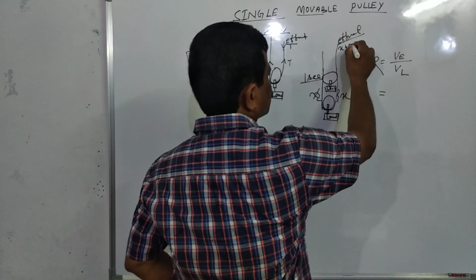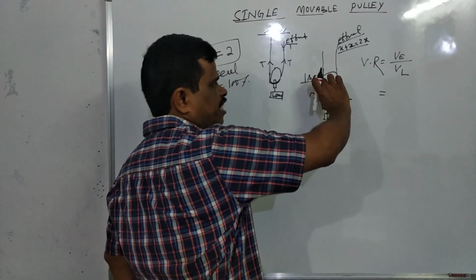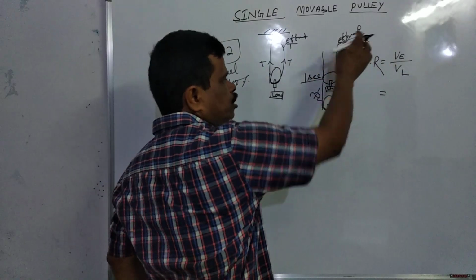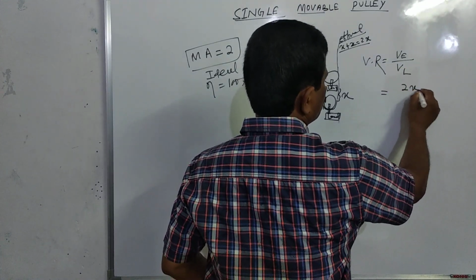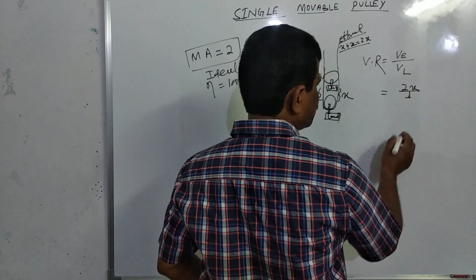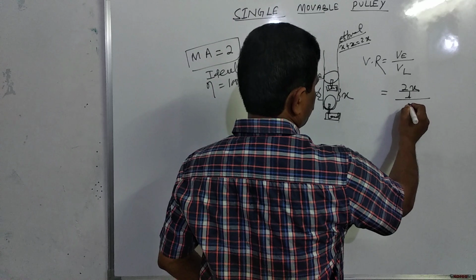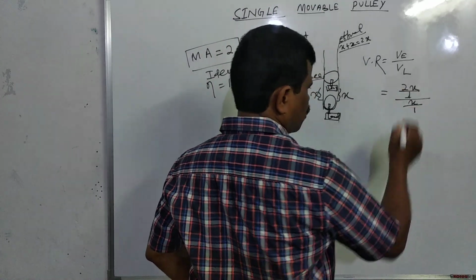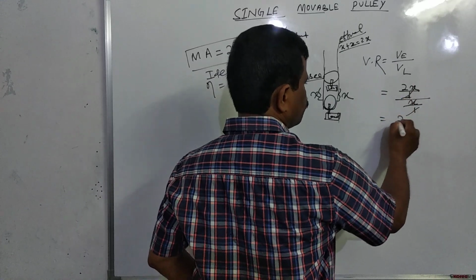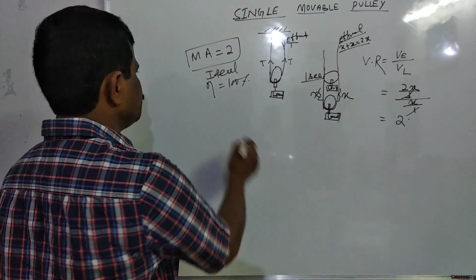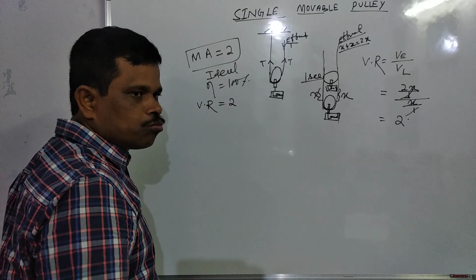So x plus x equals 2x. So the distance moved by the effort, from this side x and this side x, is 2x. So velocity ratio is the distance moved by the effort, 2x divided by 1 second, divided by the velocity of load, x by 1. So x cancels. So velocity ratio is 2. So this machine's velocity ratio is also 2.